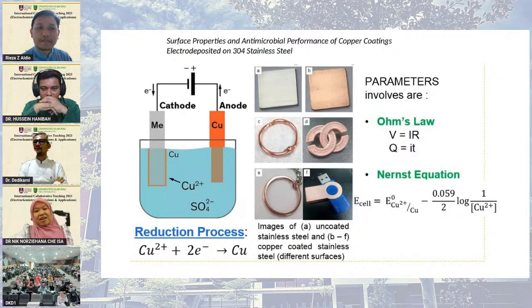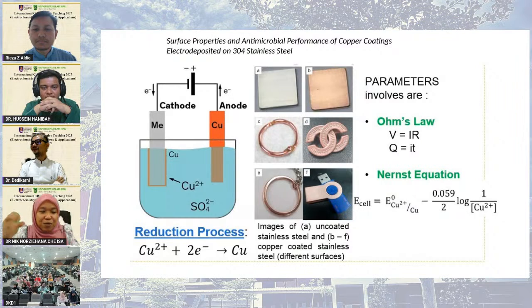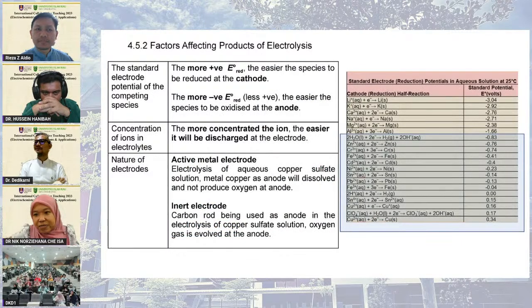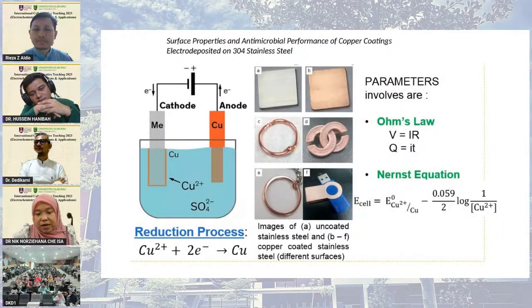All right. When we are talking about the parameters, for sure we intend to focus on the desired product. What are the properties? What does our product look like, right? The parameters that I usually focus on during the lab are those involved in Ohm's law and the Nernst equation first. For sure we have to know the right applied potential. It comes from the standard potential. When we know the applied potential, we can control the current.